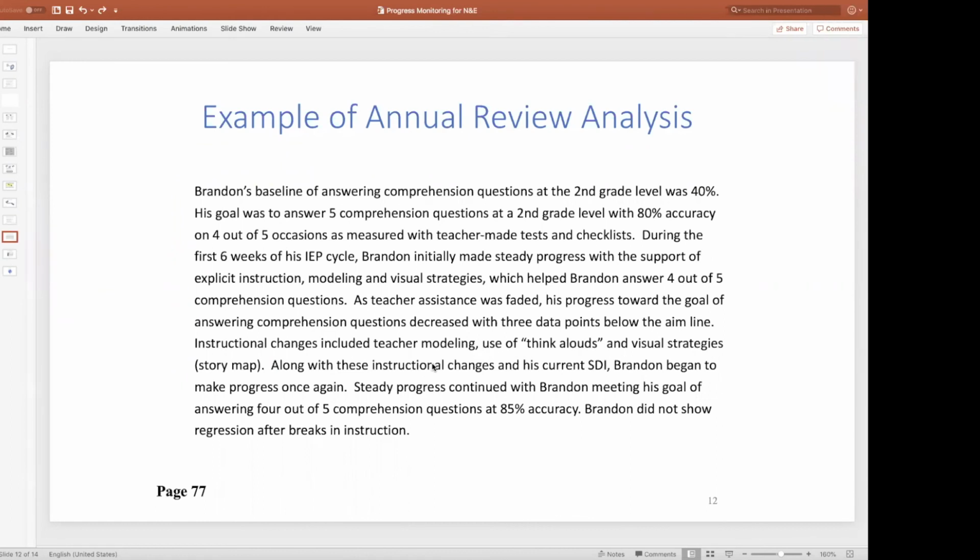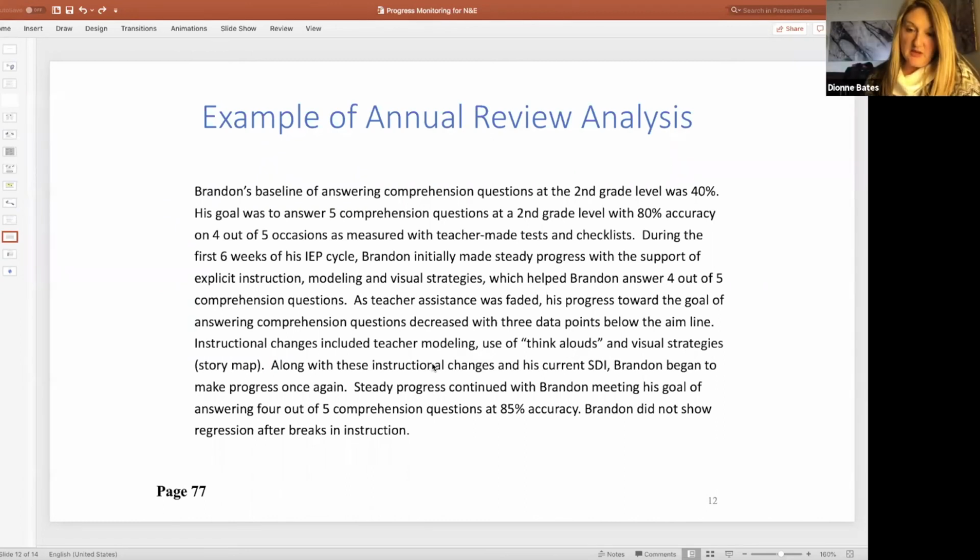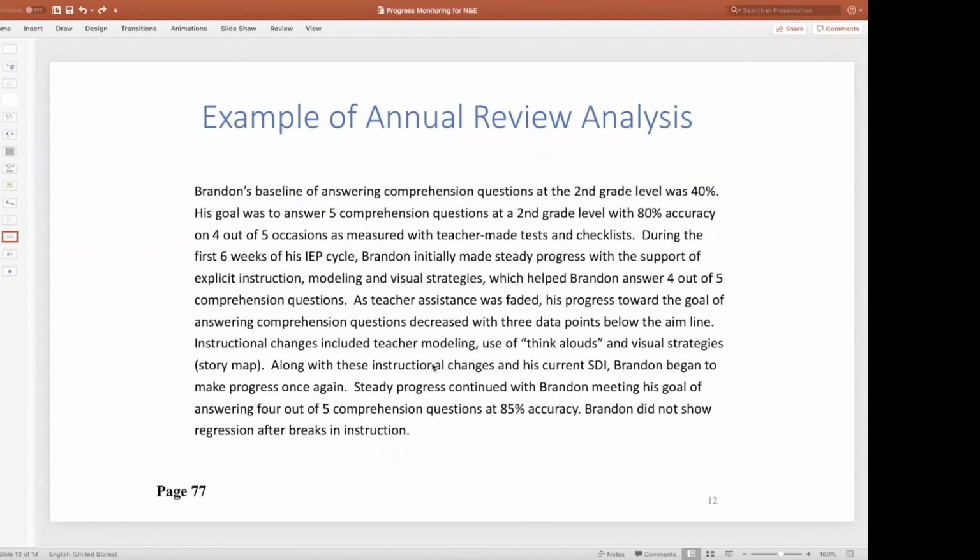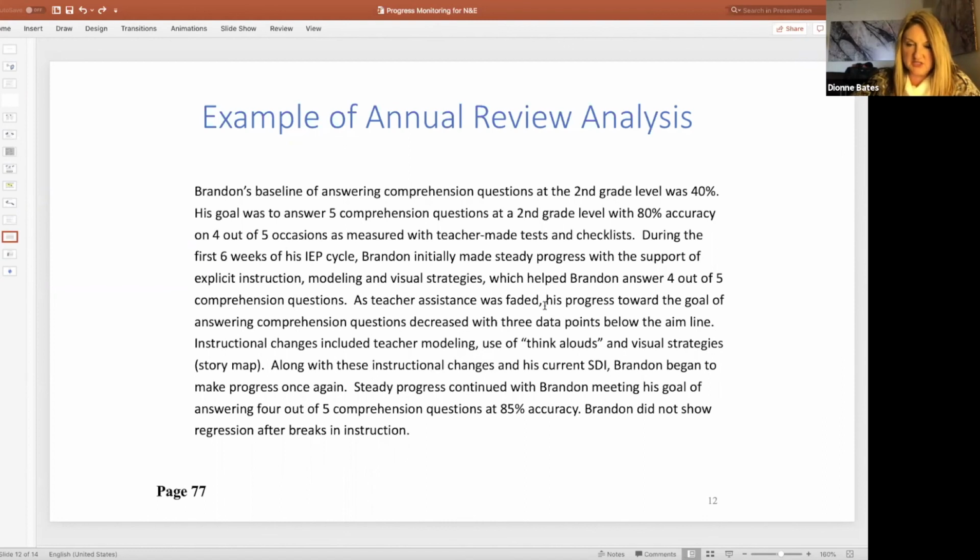Good. This is a newer one that we created in our last task group. This one here on Brandon. So it's a good example of that comprehensive approach. It talks about how he was answering questions at the 2nd grade level at 40%. You feel like this is a good example because it includes instructional strategies. It tells you about time frames and strategies. And it actually talks about what happened when the assistance was faded. Right here it talks about, as teacher assistance was faded.